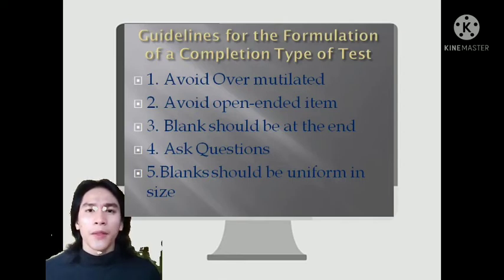Number 3. The blank should be at the end or near the end of the sentence. The question must first be asked before an answer is expected, like the matching type of test. The stem where the question is packed must be the first column. Number 4. Ask questions on more significant items, not on trivial matters. Number 5. The length of the blanks must not suggest the answer, so it is better to make the blanks uniform in size.